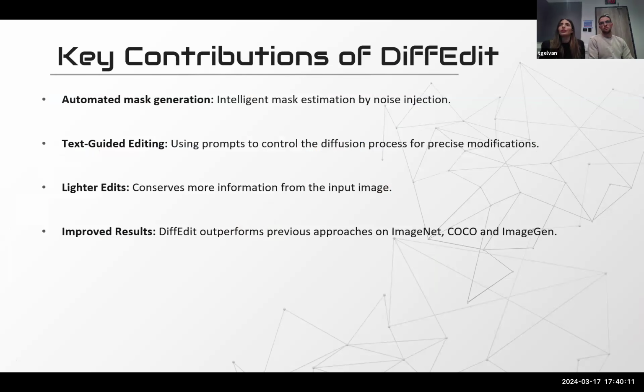As in previous methods, we needed to do this manually, and here it's an automated generation. It's a text-guided editing. We can use the prompt to control the diffusion process and the precise modifications within the images. It allows us lighter edits where we conserve more information from the input image, which is important in an image editing task. And it outperforms the previous approaches on the different data sets, as we see.